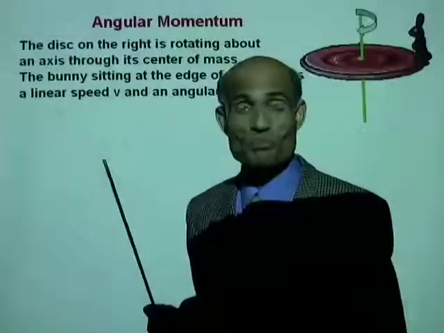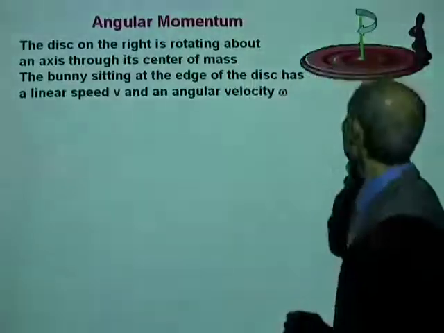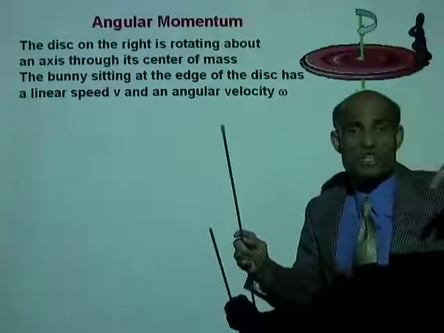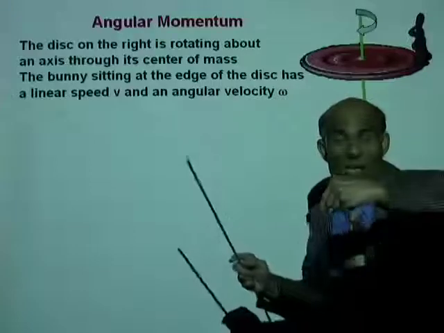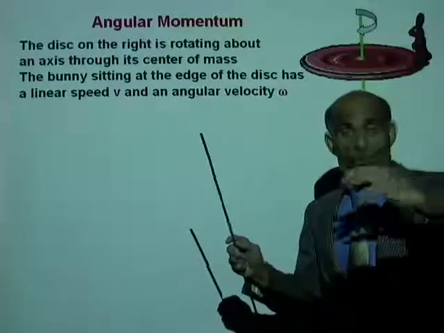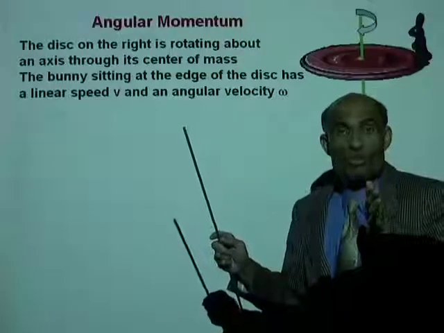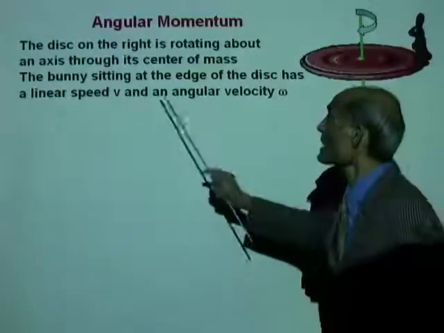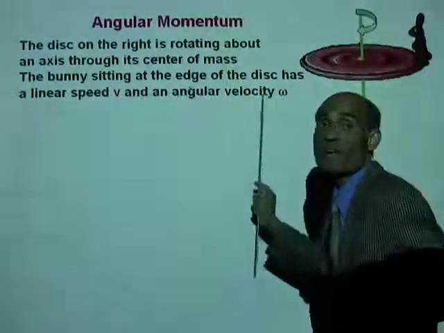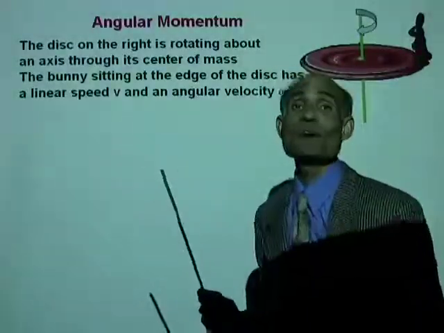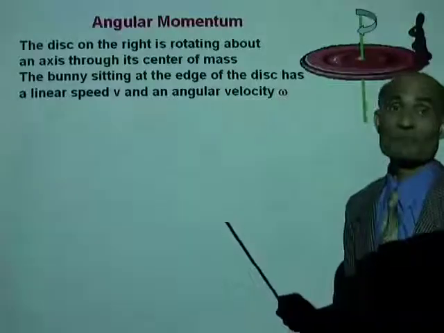Is that right? No problem there? It's got a linear speed v, which means it describes a certain distance in a certain time, and it has an angular velocity omega. The radius describes an angle during the same time. What is the relation between v and omega? v equal to r omega.